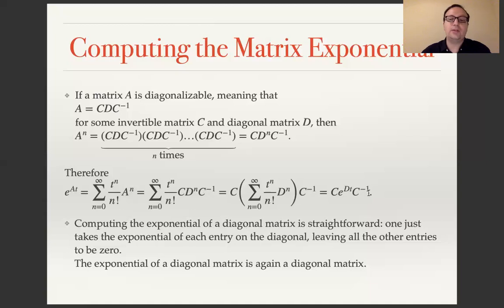And the reason why this is helpful is that computing the exponential of a diagonal matrix is pretty straightforward. Again, one just takes the exponential of each entry on the diagonal, and all the entries outside the main diagonal remain 0. So the exponential of a diagonal matrix is again a diagonal matrix, but with each entry on the main diagonal replaced by its exponential.